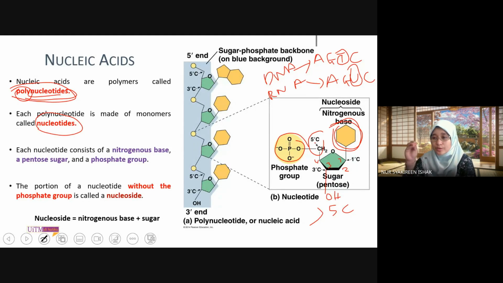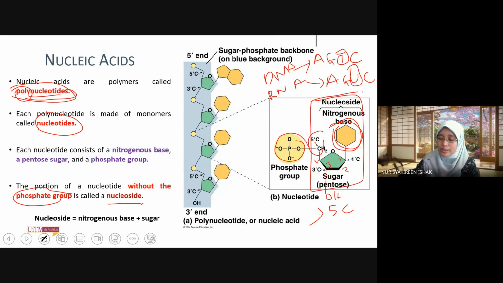This is really crucial for you to understand, because later we are going to look at how one nucleotide is attached to another nucleotide to form a polymer. It says here the portion of a nucleotide without the phosphate group, we call the nucleoside. So the nucleoside has a base and also a sugar. That is a nucleoside. When phosphate is added, then only do we call it a nucleotide. Nucleoside: base and sugar. Adding the phosphate, then only can we call it a nucleotide.